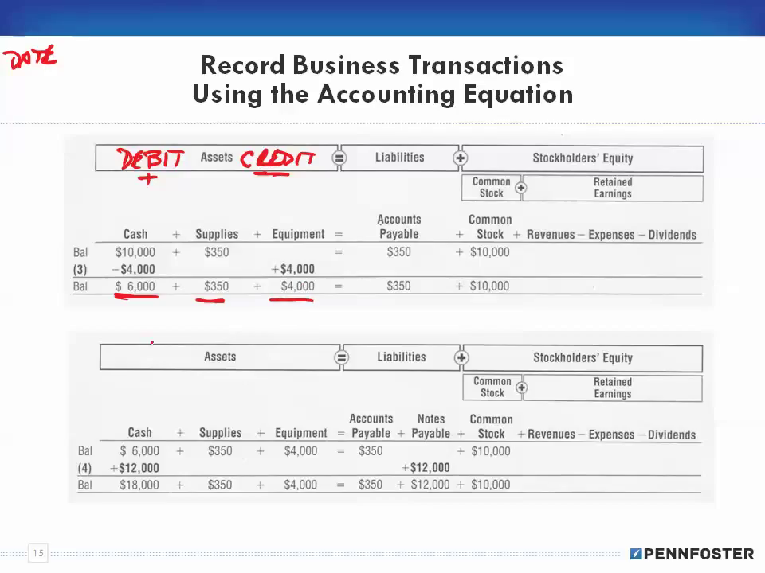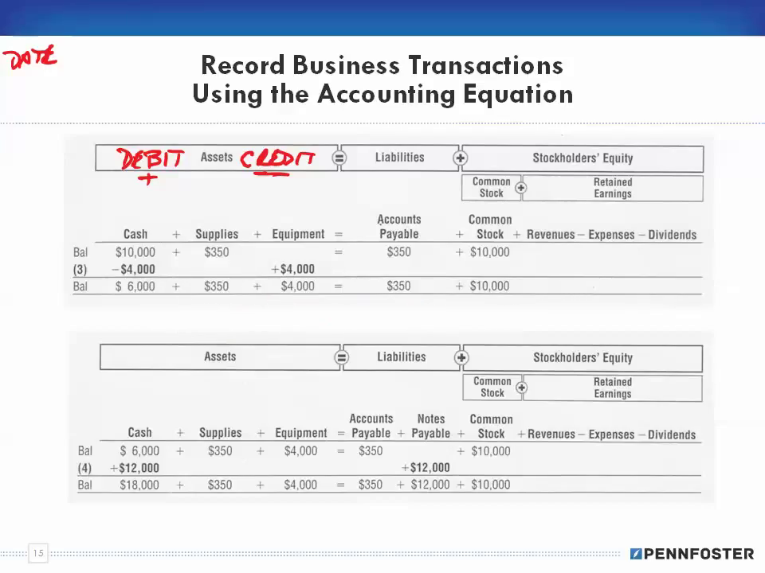My equipment has a balance of 4,000. Right? So when I add these three up, I still come out with $10,350, which is equal to the 350 in my liabilities plus the 10,000 in my equity account. So my accounting equation still stays in balance. 10,350 is equal to 10,350, 10,000 plus the 350. So my accounting equation still stays in balance, right?